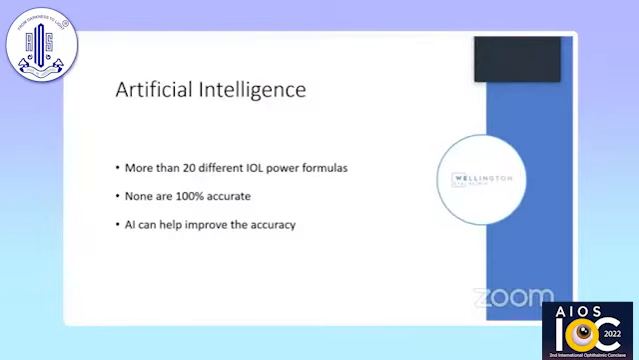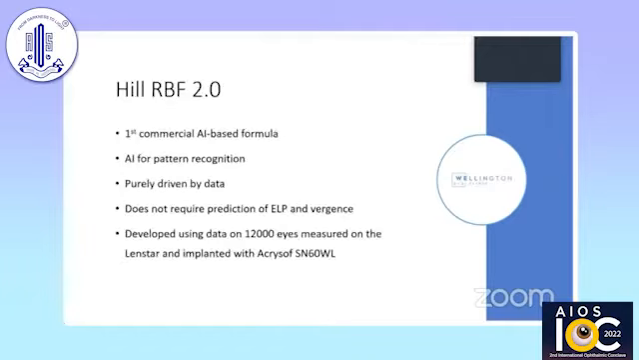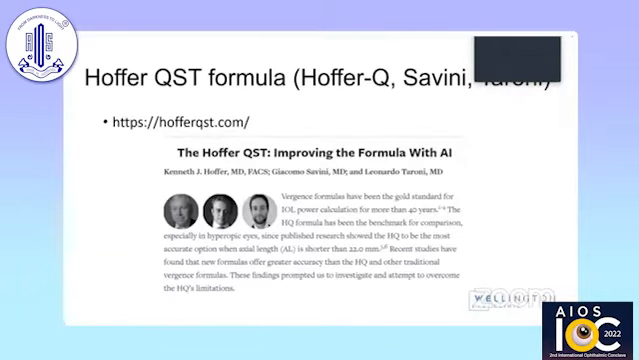There are more than 20 different IOL power formulas. We know that none are 100% accurate. AI can significantly improve the accuracy of IOL power calculations. The Hill-RBF 2 was the first commercial AI-based formula driven purely by data. The Hoffer Q formula was further improved by adding Savini and Taroni.